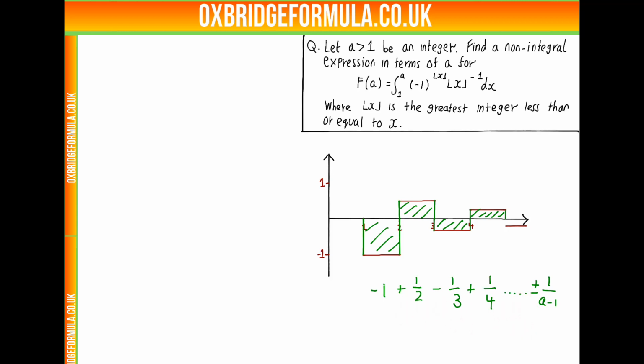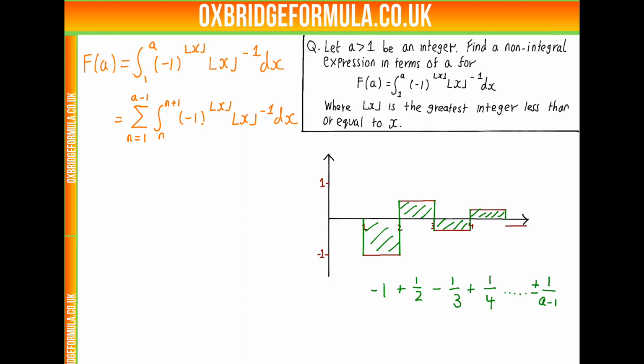But if you're not happy with that, because you might not be convinced by the picture, and there might be a bit of confusion whether this is 1 over a or 1 over a minus 1, we can do it algebraically as well, inspired by this picture. So we've got to find f of a, the integral from 1 to a minus 1 to floor of x minus 1 with respect to x. What we see from this picture is that the behaviour of the function between whole numbers is really nice. So let's split this up. Instead of integrating from 1 to a all in one go, I'm going to integrate from 1 to 2, and then 2 to 3, and then 3 to 4, all the way up to a minus 1 to a.